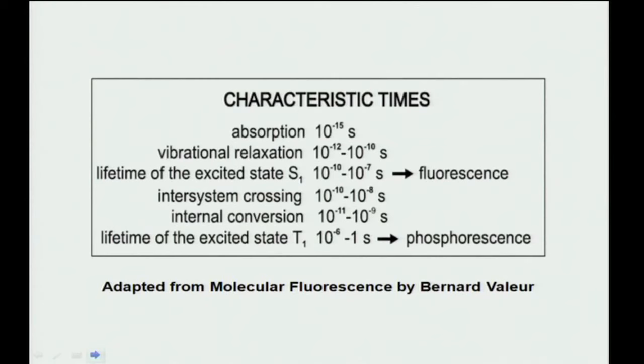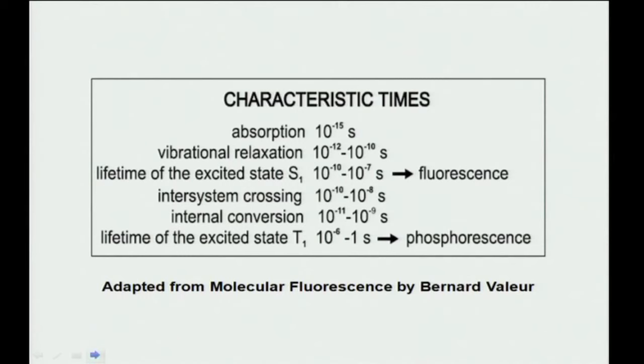fluorescence, that is the lifetime of the excited state, can vary from 10 to the minus 10 to 10 to the minus 7 seconds. So, you can see even before fluorescence happens, your vibration relaxation is much faster. Remember I said that it always has to go to the V equal to 0 state. Similarly, intersystem crossing, which is 10 to the minus 10 to 10 to the minus 6 seconds. Internal conversion is non-radiative, it is from one electronic state to another electronic state of the same multiplicity, it is still 10 to the minus 11 to 10 to the minus 9 seconds. So, your vibration relaxation is still faster than internal conversion. And then you have the lifetime of the excited state, which is a triplet.